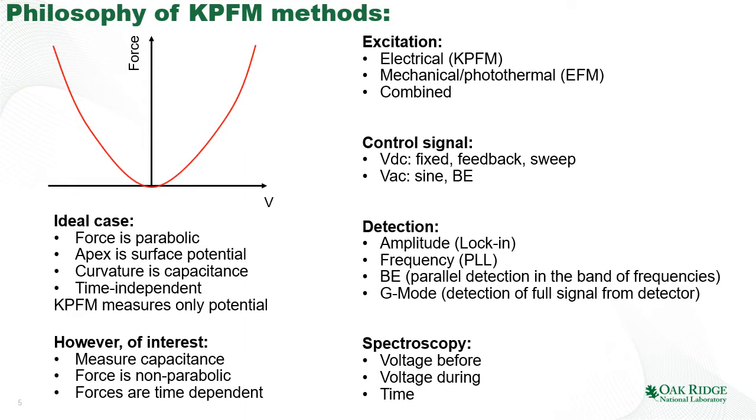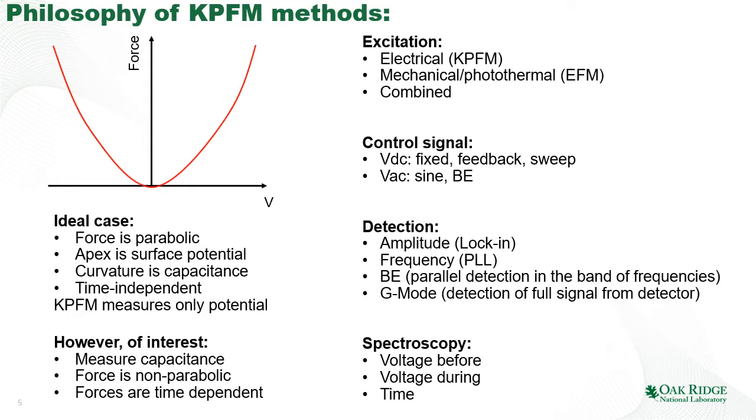Let's start with the ideal case of the KPFM. In this case, the force between the tip and surface is parabolic. The apex of this parabola gives us the surface potential. The curvature gives us the capacitance. The vertical shift is actually irrelevant because this is just additional forces in the system. And what's important is that these forces are time independent.